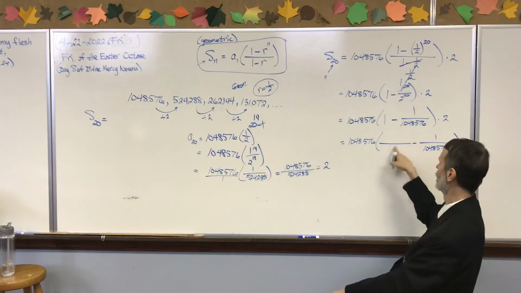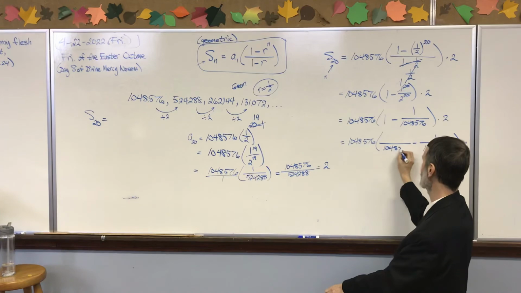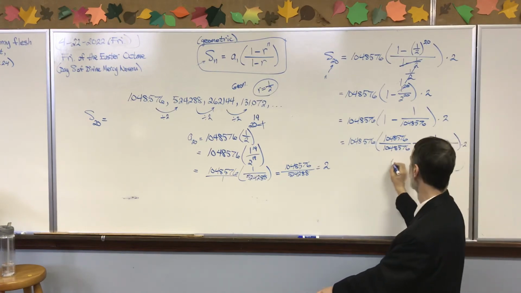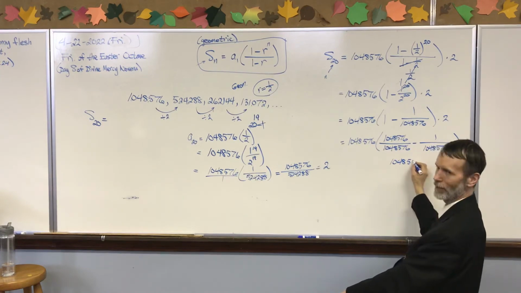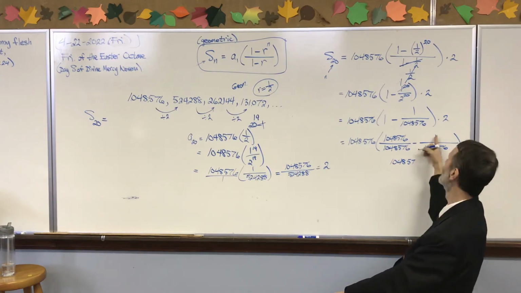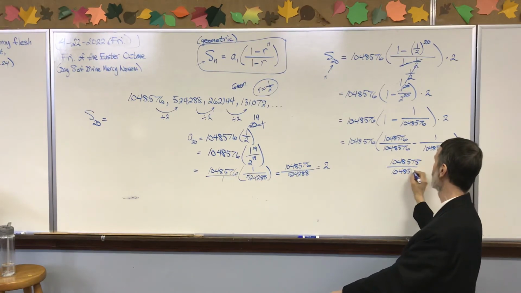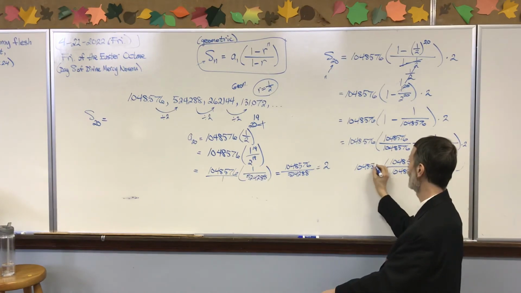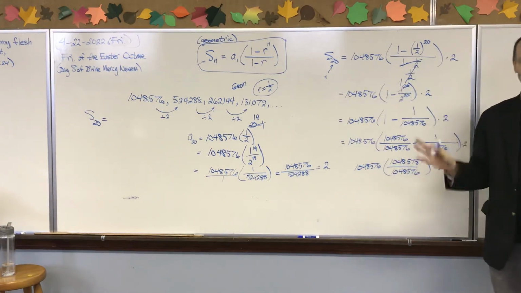What's this going to be? What's the bottom have to be? 1,048,576. What's the top? Same thing, 1,048,576. Nice. It's 1, 1,048,575 over 1,048,576 times 1,048,576, times 2. Does anybody see what's going to finish this problem?